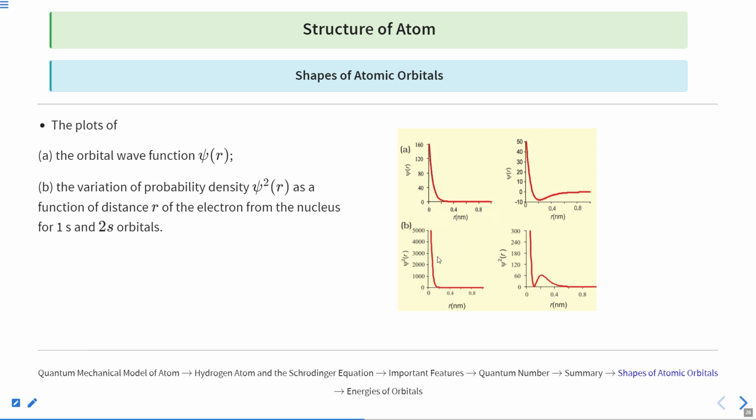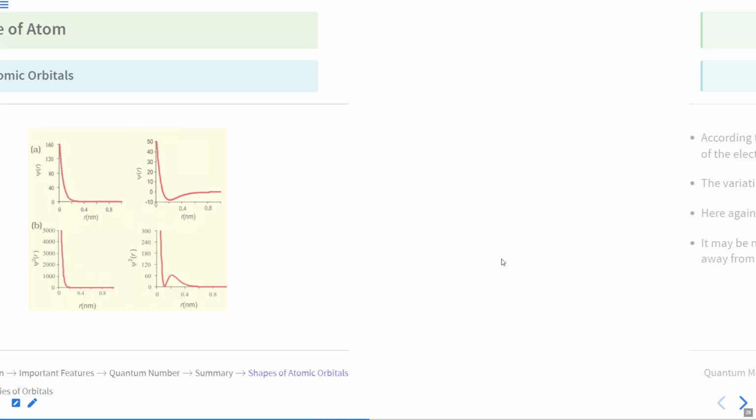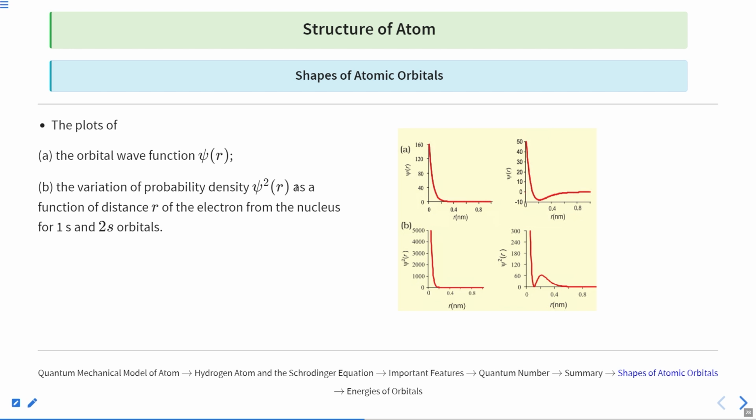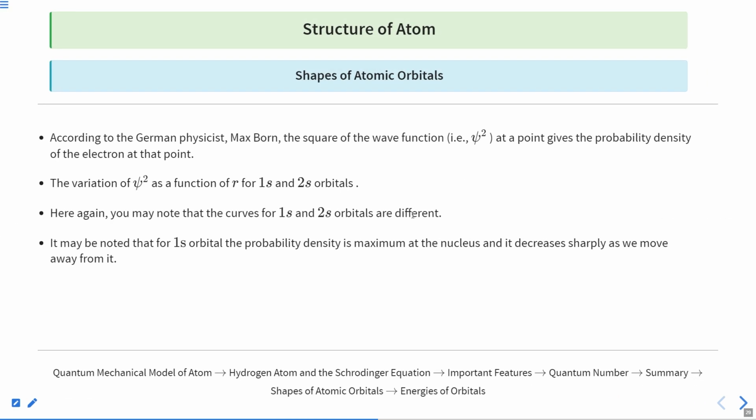So what do we do in the next part? We simply multiply psi square r with r and then we plot. In that case, we get the actual electron density. Clear? So if you just plot psi square r versus r, you will find that the electron density is not shooting up close to the nucleus. According to Max Born, this psi square gives you the probability density of the electron at a point. So it is just a probability density.